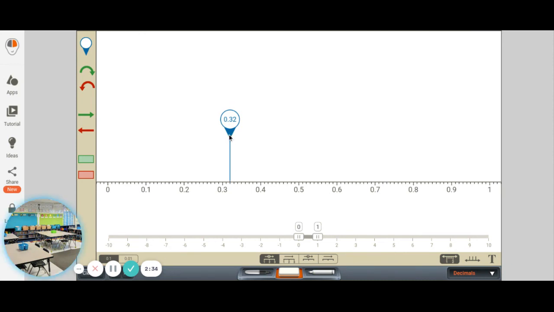Okay, so if we were doing 5/10 or 50 hundredths, we would know it would be right here. So if we were looking for 51 hundredths, we would go from the 50 hundredths one more space to 51 hundredths. So that's how we would locate a decimal on a number line.